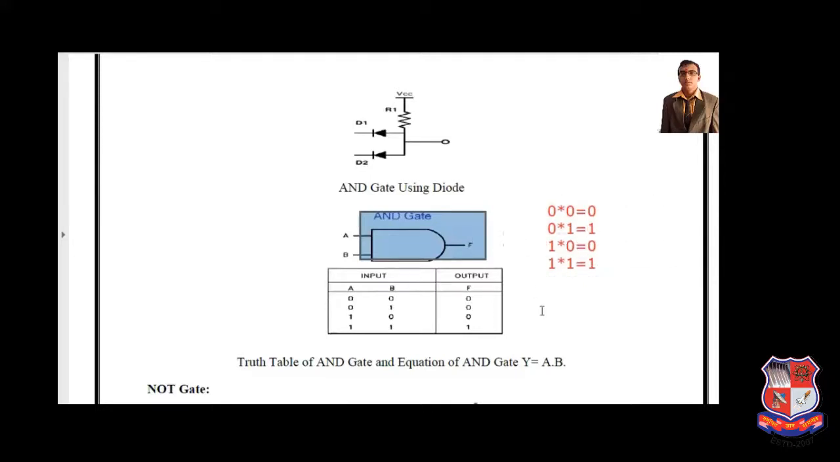And in AND gate, if any one input is low, then output is low. This entire gate can be represented in one statement: if any one input is low, then output is low. See this and correlate with that. See this very carefully. So it is the correct explanation of AND gate.